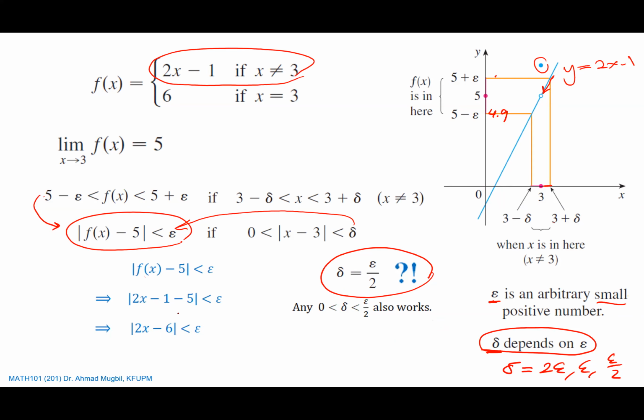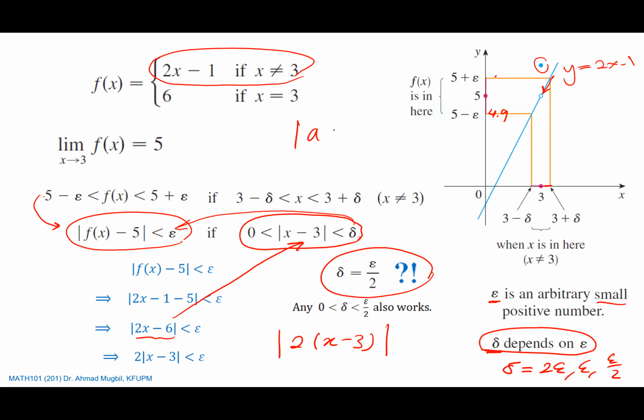Now keep in mind your target is this. We want to have something like this. So what will we do, what do you suggest, ya shabab? We will take 2 as a common factor. Yes. Then divide by what? In fact, we have 2 as a common factor. And you know that the absolute value of A times B is the absolute value of A times the absolute value of B. So this will be the absolute value of 2 times the absolute value of x minus 3. The absolute value of 2 is 2. So this is why we have it like this.